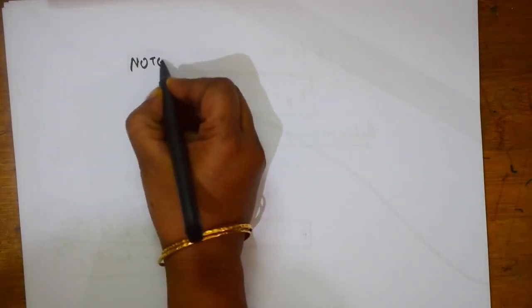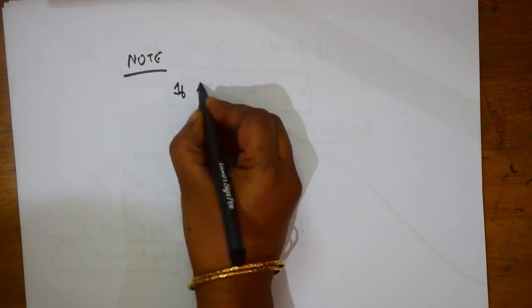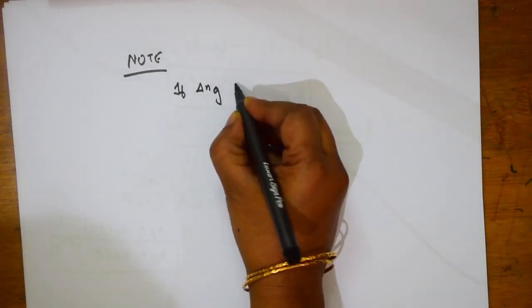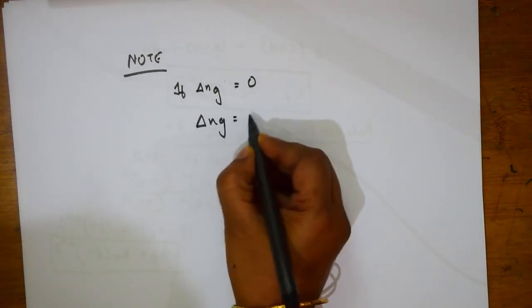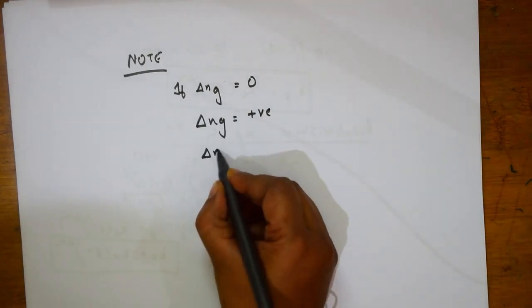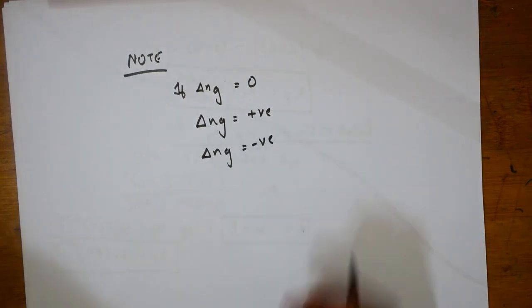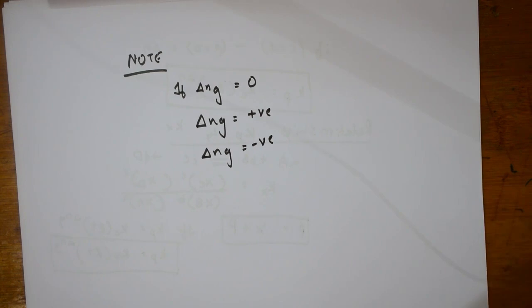Right, now we have seen the relation between Kp and Kc. We have also seen the relation between Kp and Kx, isn't it? Now, let us note some important things which are very important for your exam. So now what should you remember? If delta ng is equal to 0, same condition, delta ng is positive, delta ng is negative. I told you what is ng. ng is the number of moles of the gaseous products minus the number of moles of the gaseous reactants.